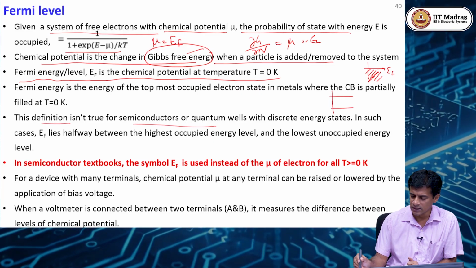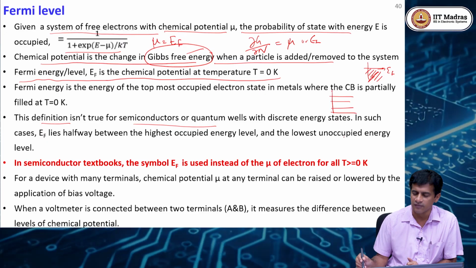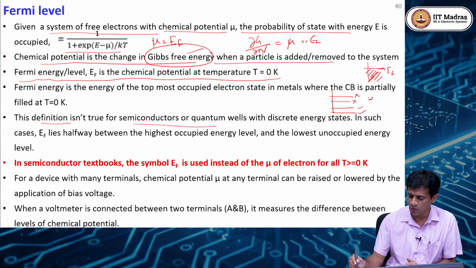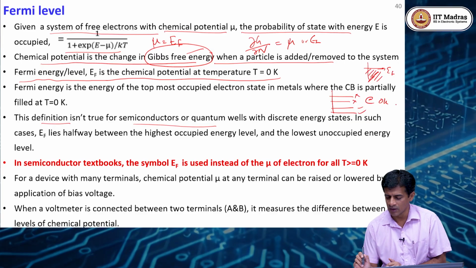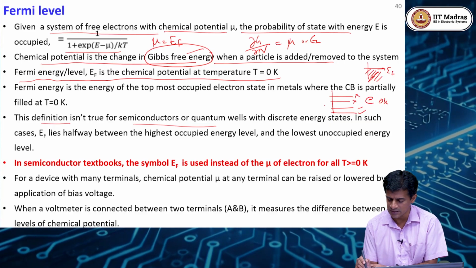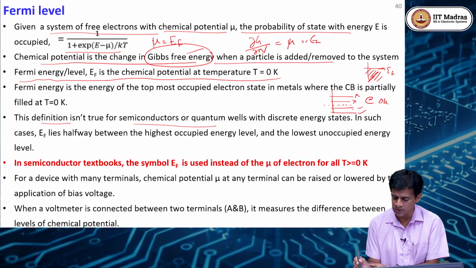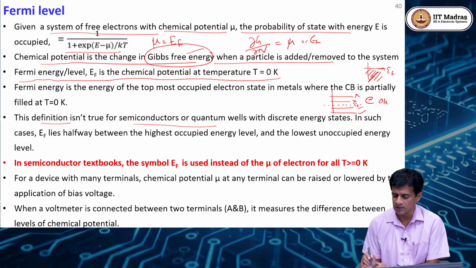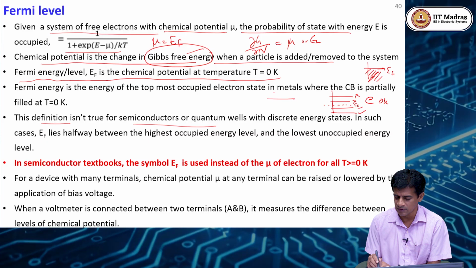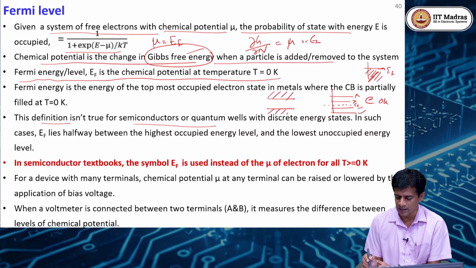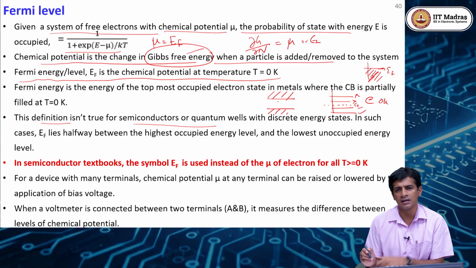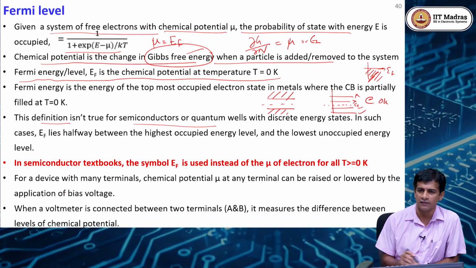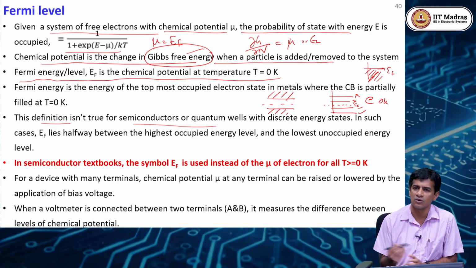Suppose there is a quantum well like this one. These are different energy states, and this state is not fixed at 0 Kelvin. This is very different from metal. The Fermi level lies exactly at the middle of the topmost filled state and the bottommost unoccupied state. In the case of structures with bands like this one, the Fermi level lies somewhere between the topmost filled band and the bottommost unoccupied band. This is the difference between metals and semiconductors, or metals and quantum wells or quantum dots.